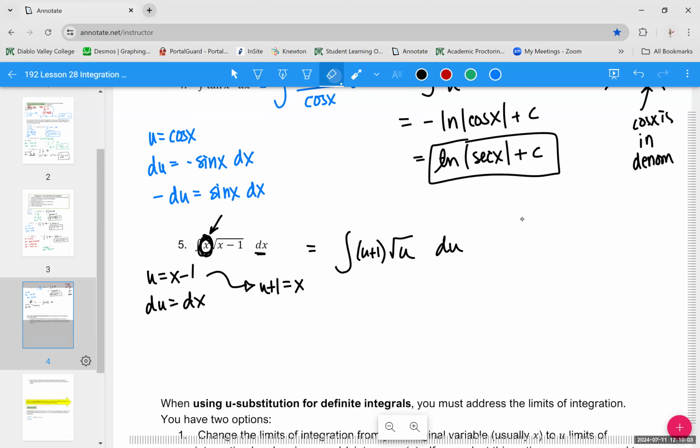How does that help me? What's the difference between what we started with and what we have here? How are these algebraically different? So here, I can't really move this x into the square root. And so there's nothing, I can't simplify this at all. But here, I can distribute this u to the 1/2. I can multiply to get u to the 3/2 plus u to the 1/2. And now I can do the antiderivative term by term.